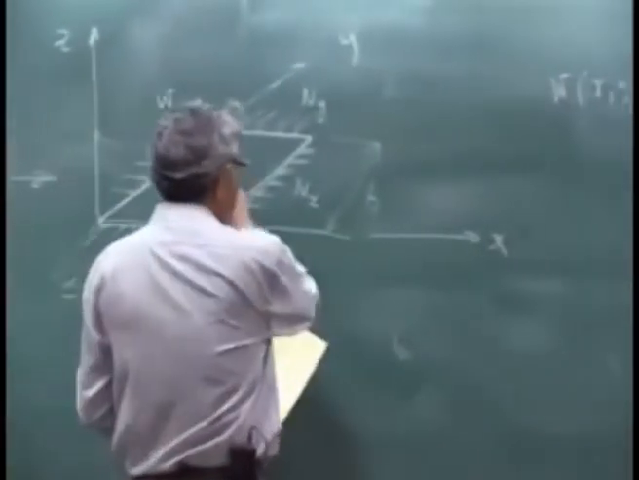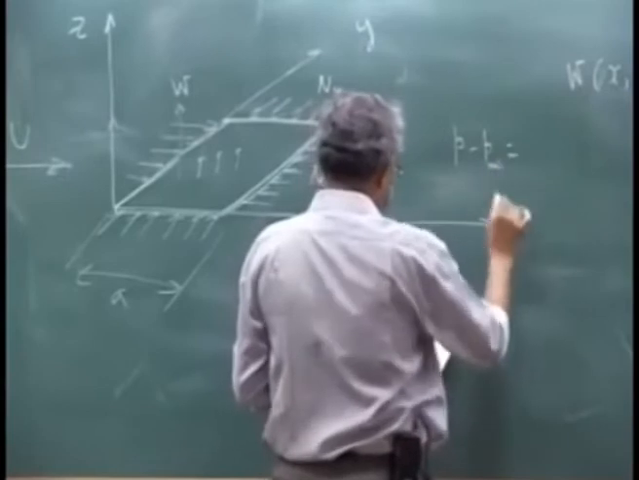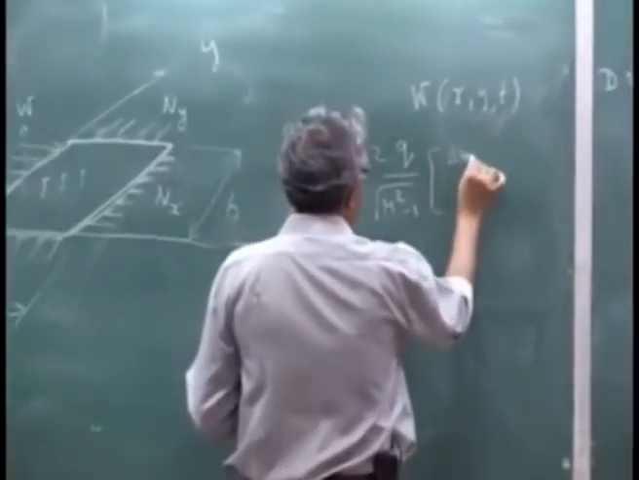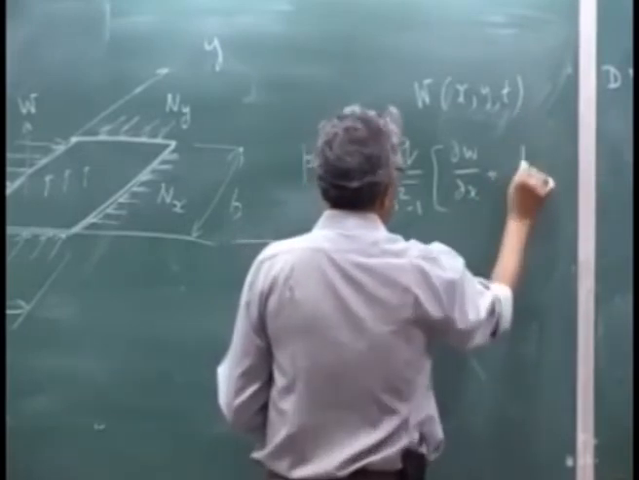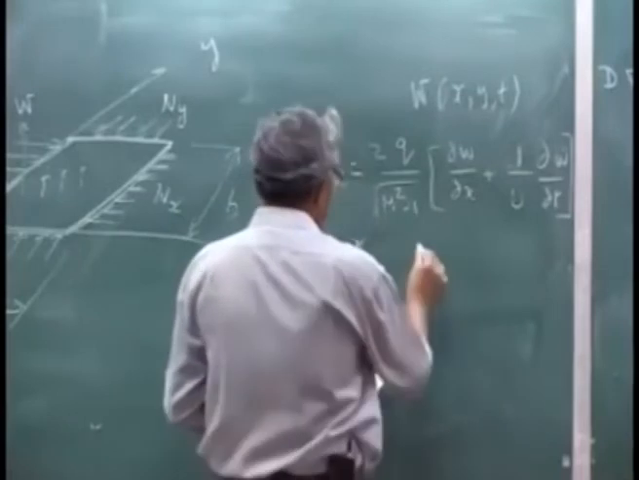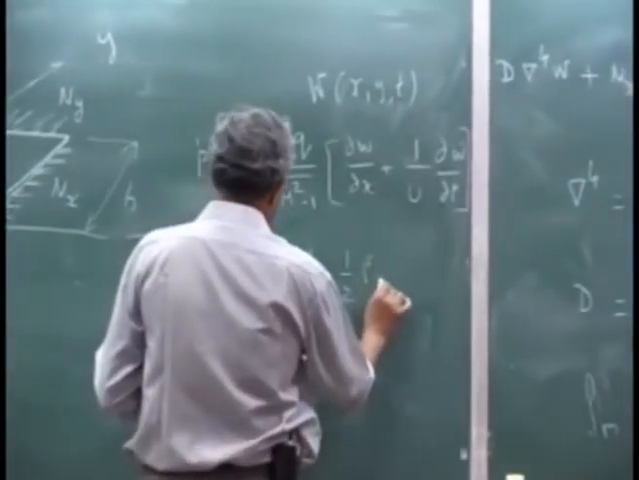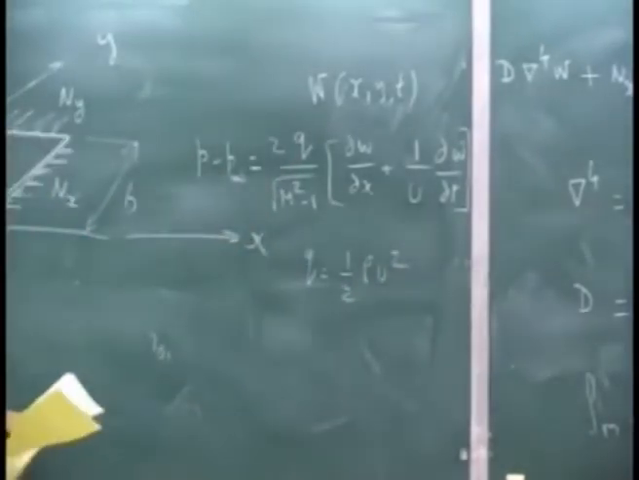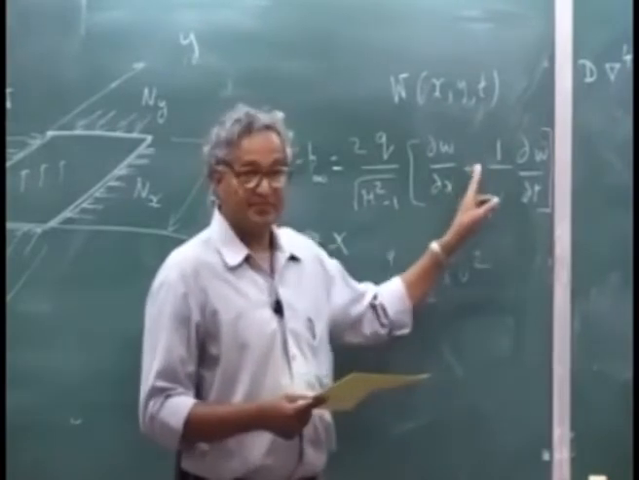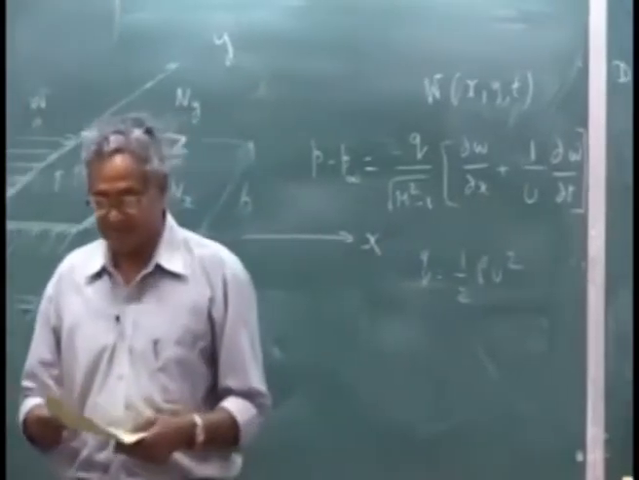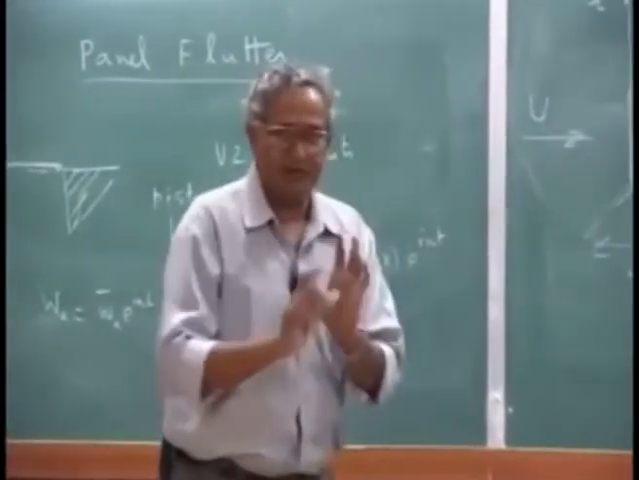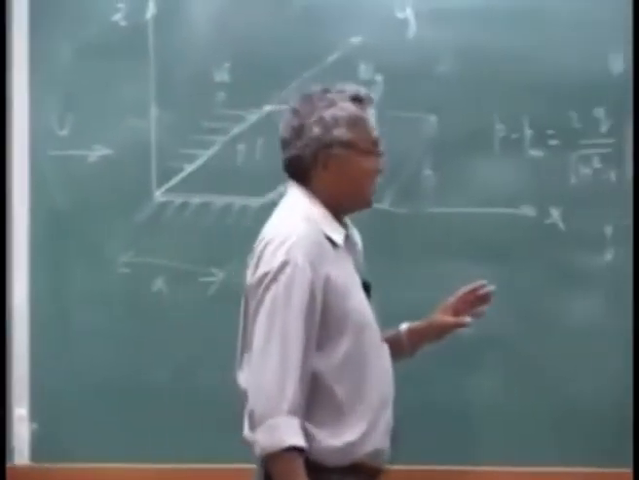What they did was P minus P infinity, okay, is, this is from square root of M square minus 1 into delta W by delta x plus 1 over U delta W by delta t, okay, because you know Q is half rho U squared. They have different expressions also. Sometimes they have put one more term here for different Mach number. That was derived from another approximation. That is why you will find in the literature on plate theory, I will give just the reference, different expressions they are using. Okay. But sometimes people neglect this term also.